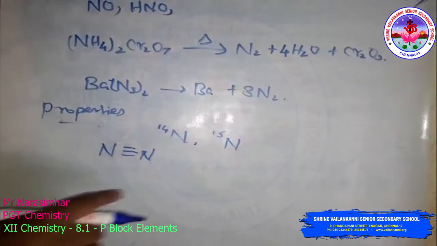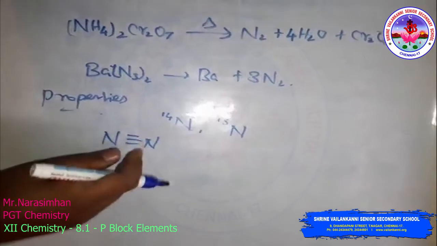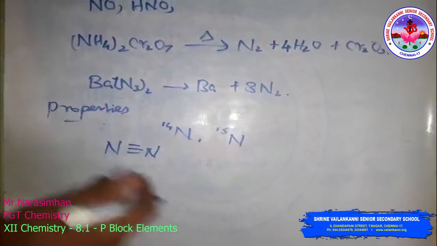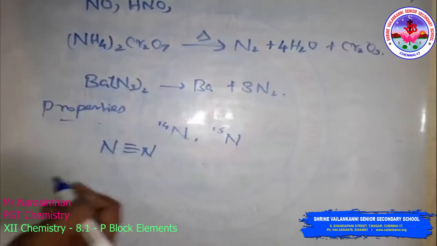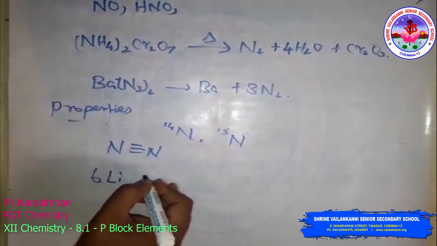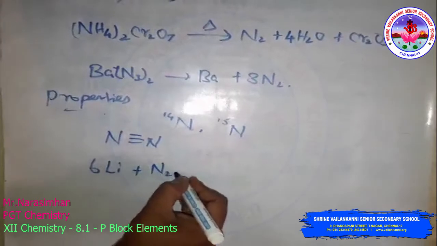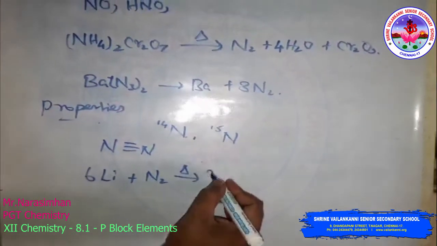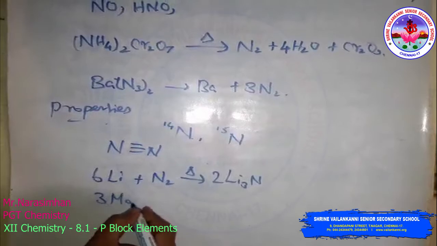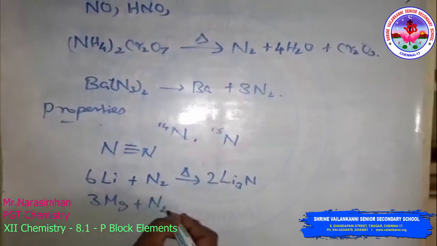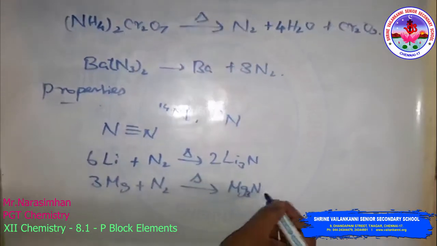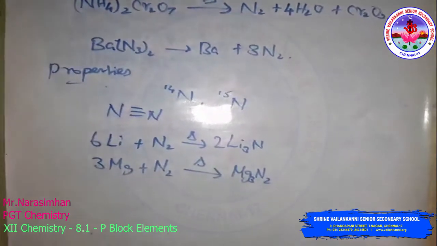Reactivity, however, increases rapidly with the rise in temperature. When the temperature rises, the reaction also increases. At high temperature, it directly combines with some metals to form predominantly ionic nitrides, and with non-metals covalent nitrides. For example, 6 moles of lithium react with nitrogen on heating to form lithium nitride. 3 moles of magnesium react with nitrogen on heating to produce magnesium nitride, Mg3N2. These are the example reactions.